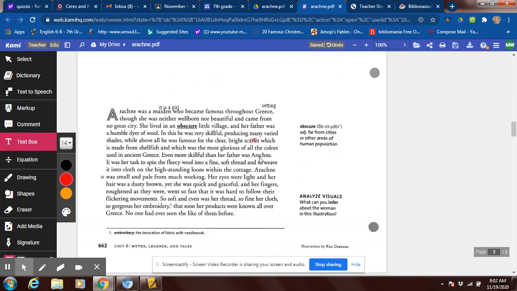Even more skillful than her father was Arachne. Oh, so this is where the story, where this is where spiders come from. So she's really good at making shades. It was her task to spin the fleecy wool into a fine, soft thread and to weave it into cloth on the high standing loom within the cottage. So I know that a loom is where they spin wool and make it into like yarn. So this is like a machine.